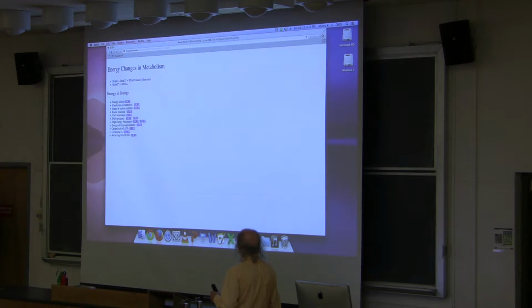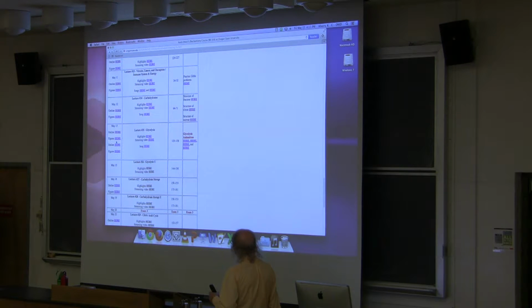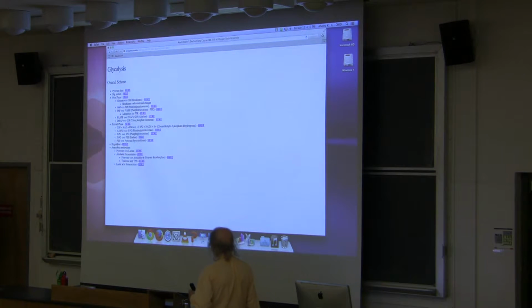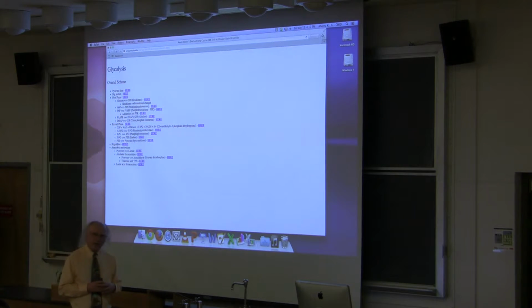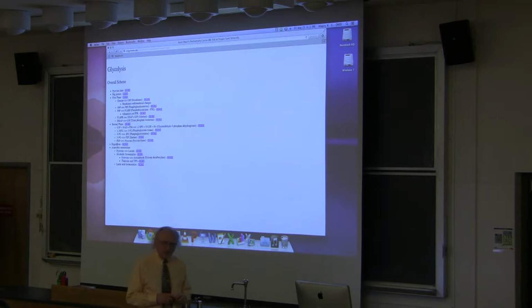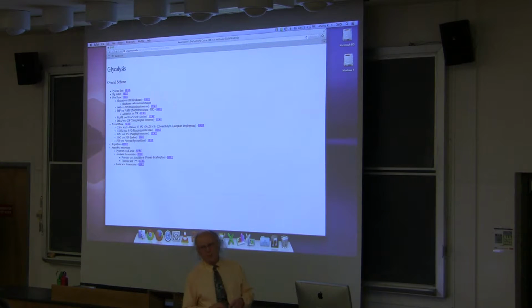Okay. Well, all that buildup is to get you to the point where we can talk about the first of our metabolic processes. And the first of those is glycolysis. Glycolysis literally means breakdown of sugar. Glyco meaning sugar, lysis meaning breakdown. So glycolysis is the process whereby glucose is broken down into simpler molecules.